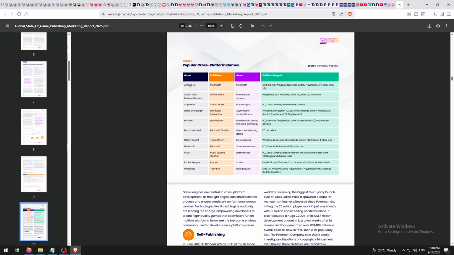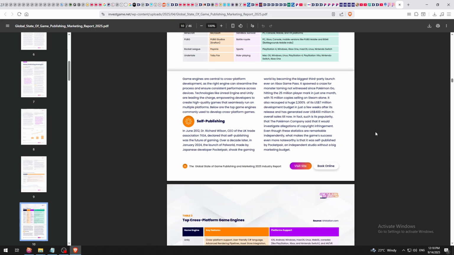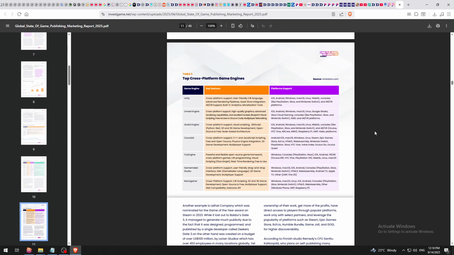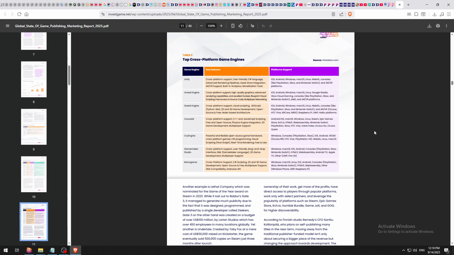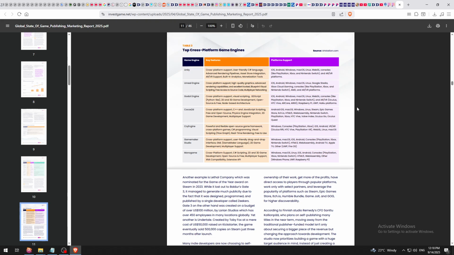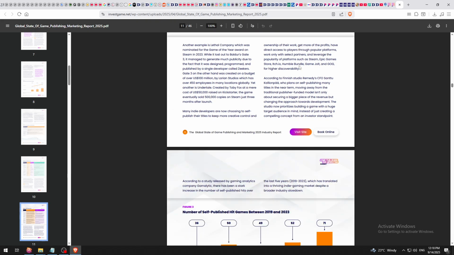Also very interesting are these, for example, tables of very specific games as examples, in this case popular cross-platform games, so you can see how many people they attract and why that is so, and how much cross-platform gaming is actually mainstream nowadays. Also the same thing goes with some kind of game engine table, where you can see some kind of top cross-platform game engines. This is not a surprise for anyone who is in game development. You have Unity, Unreal, Godot, Game Maker and stuff like that, so it's basic stuff.